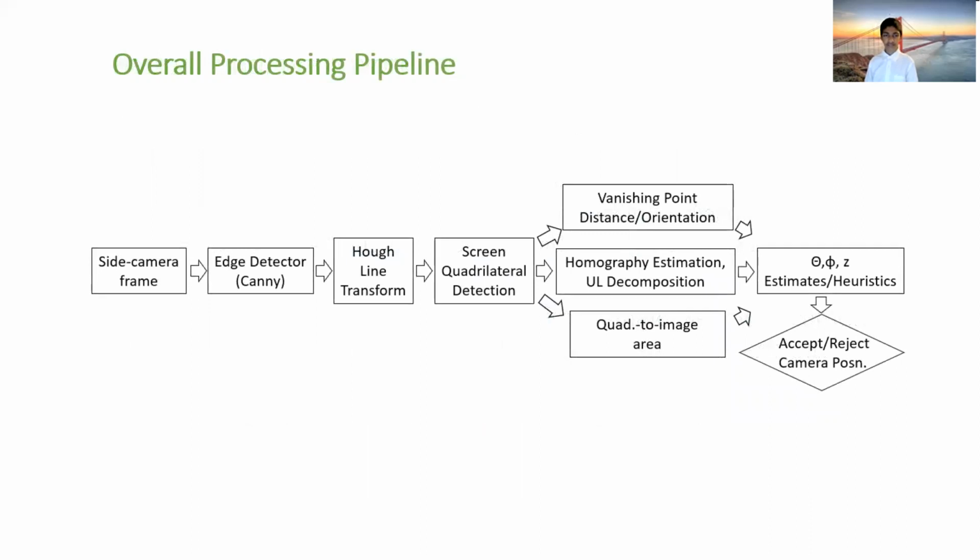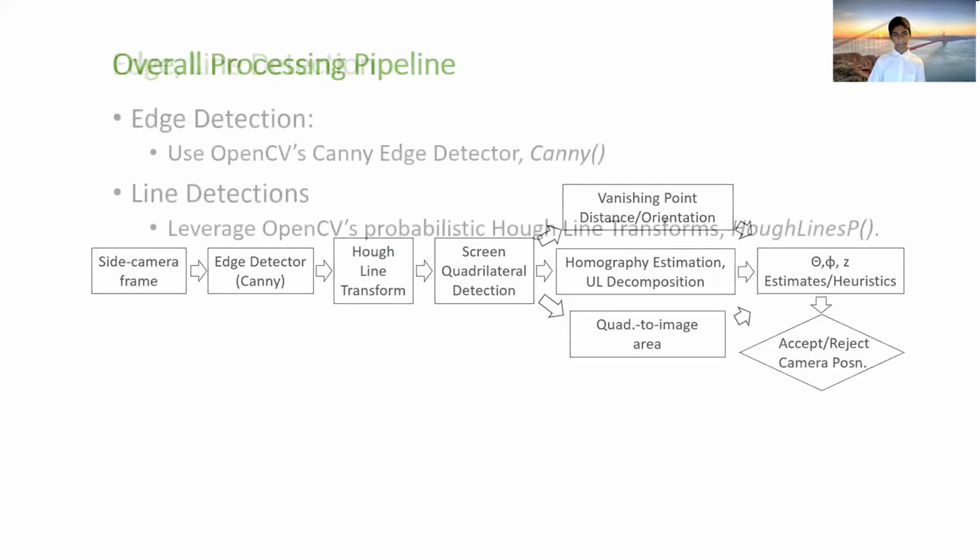Delving into our approach, here we can see the entire pipeline. We start by grabbing the side camera images, run them through a Canny edge detector followed by a Hough line transform and an algorithm to detect quadrilateral shapes. Then we find the homography, and then we decompose it using the upper and lower matrices and utilize the 3D geometry constraints to get estimates of polar and azimuthal angles. We also use certain constraints from the vanishing points. Further, we use screen quadrilateral image heuristics to estimate the proximity of the screen to the camera. By using the angle estimates and distance heuristics, we can determine whether the camera position is good for automated or manual proctoring or is not.